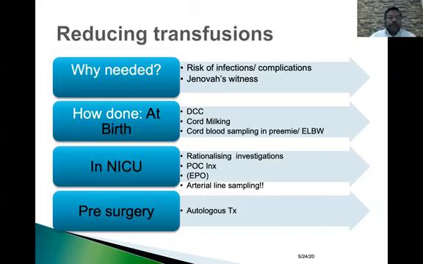Pre-surgery autologous transfusion is recommended, but how often do we do that in the neonatal unit? I'm not aware of. At least in my experience, I've not done it in the last 10-15 years.